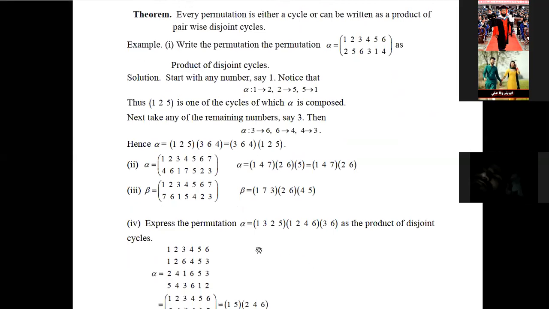And again, express, now again this is given as a product of cycles, but these are not disjoint. Now express this as a product of disjoint cycles. This is a very easy way. In the first step, you convert these cycles into permutations, and then multiply the three permutations together, just like we did in class.